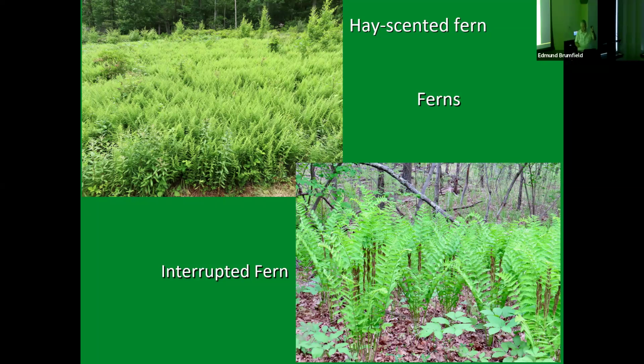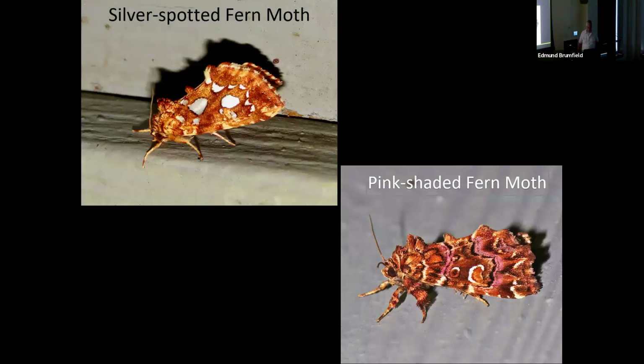So you'll see this such and such feeds on oaks. Well, there's lots of oaks. Do they feed on all of the oaks? Do they feed on just the red oak group or the white oak group? We don't know. But we do know that there's two particularly cool looking moths, of which I've had both, the silver-spotted fern moth and the more common pink-shaded fern moth. And when they are fresh, they are really something to behold.